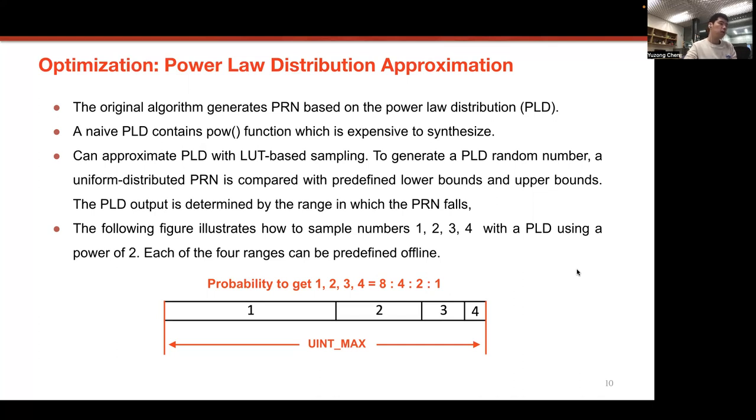For example, in this figure, if we want to sample 1, 2, 3, 4 with a probability of 8 to 4 to 2 to 1, we can divide the uint max, which is the maximum integer value in C++, by 15. And if the generated pseudo-random number with a uniform distribution falls in the first 8 ranges, so we divide the uint max by 15 ranges, then we will assign it a value of 1. If it falls in the next 4 ranges, then we will assign it a value of 2, and so on.